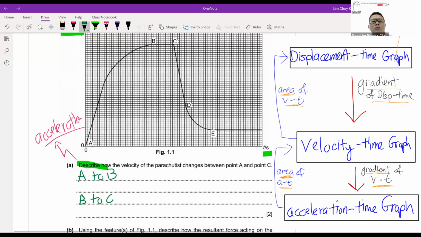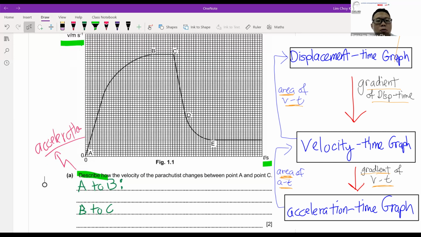then point B to C. Point A to point B actually has two patterns. Meaning the gradient of the graph is constant, and at this junction here, as it approaches B, the gradient is decreasing. The gradient of the velocity time graph gives you the acceleration, which indirectly will give you an answer.